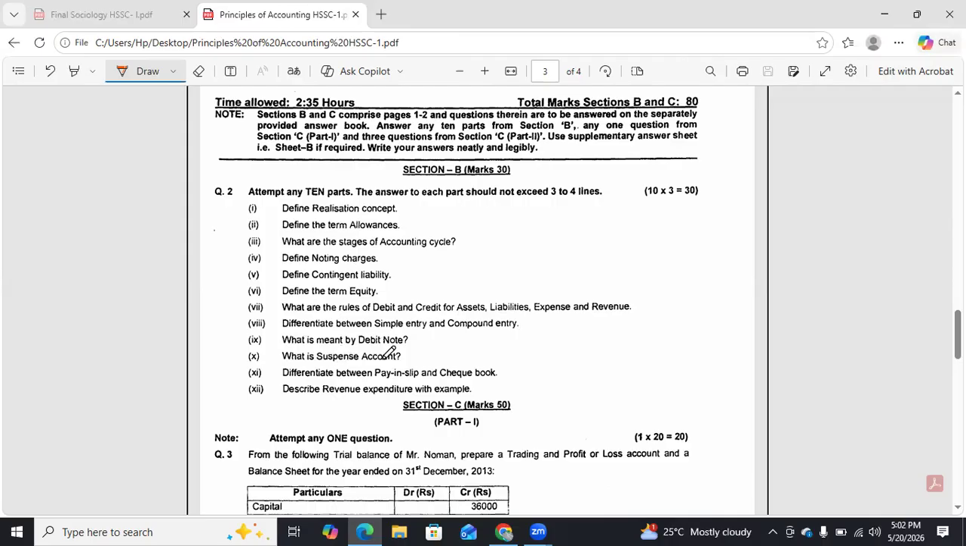What is meant by debit note? What is a suspense account? Differentiate between pay-in slip and checkbook. Describe revenue expenditure with example.